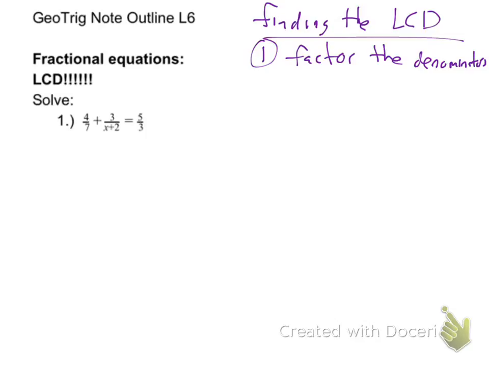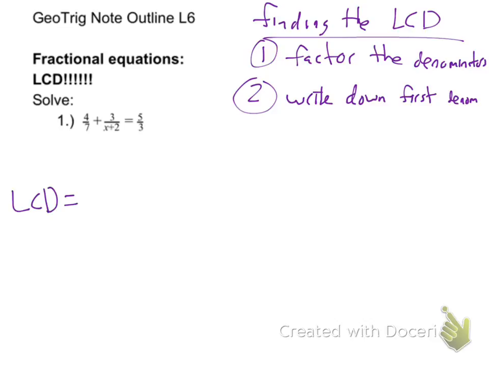Once they are factored, number 1, write down the first denominator. The whole entire denominator, the thing on the bottom. It doesn't matter if there's 1 factor there or 25 factors. You write it down. So for us, LCD is equal to 7 so far, because 7's the first one. I think everybody should agree.